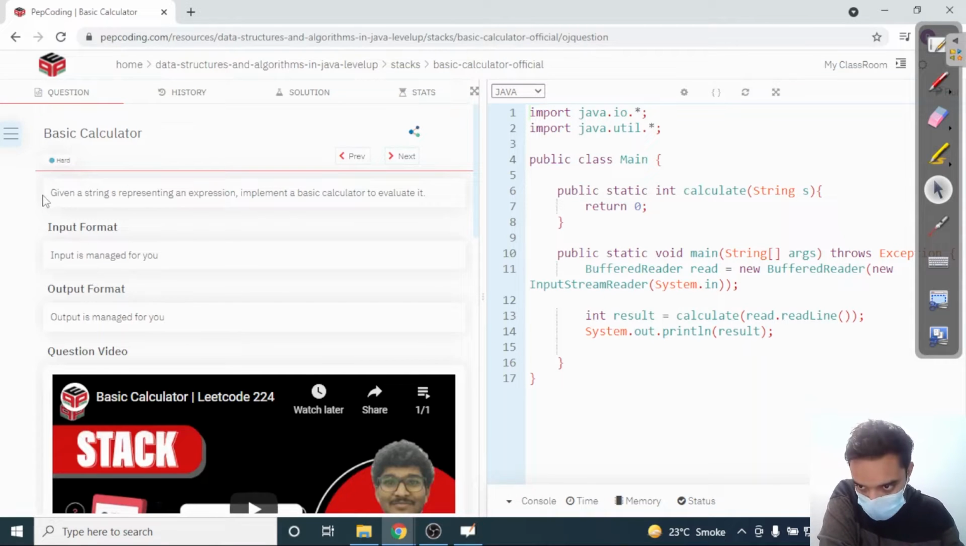In today's lecture, we are going to solve this problem, basic calculator. Given a string representing an expression, implement a basic calculator to evaluate it.